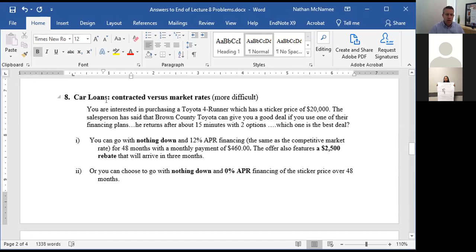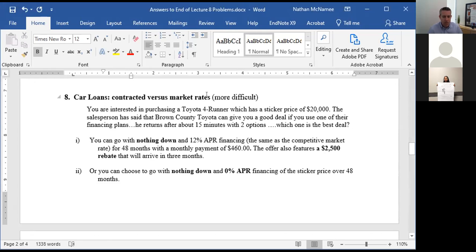So let's do this. Car loans, contracted versus market rates. There's a concept that we introduced in lecture 8 about market rates versus contracted rates. A contracted rate is a special rate that a bank will offer, but it's not the going market rate. Right now, I don't know what car loans are, but let's say they're at 4%. A car company could offer 0%. That's not the market rate. That is the contracted rate, which is different.